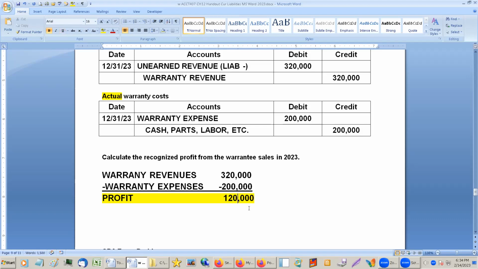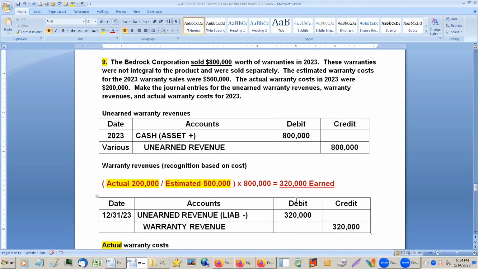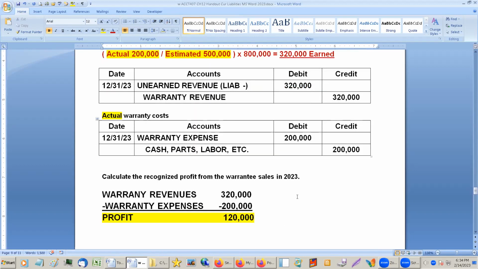Oops, there we go. So is that right? 120 is the profit? Yeah, that's right. 120.